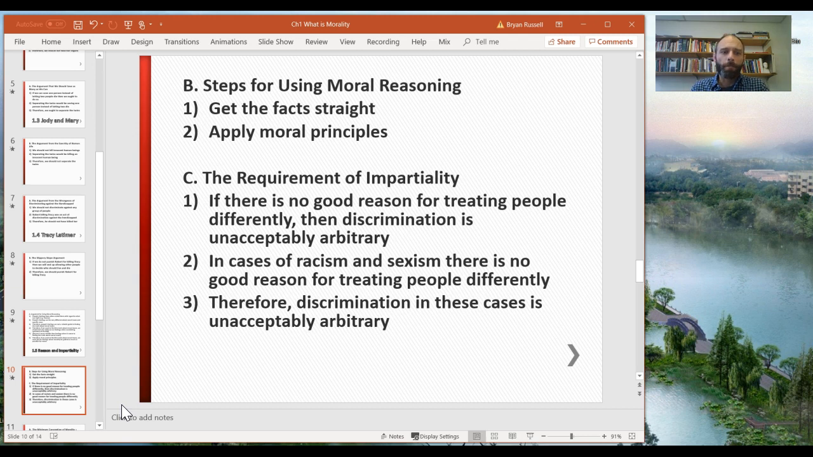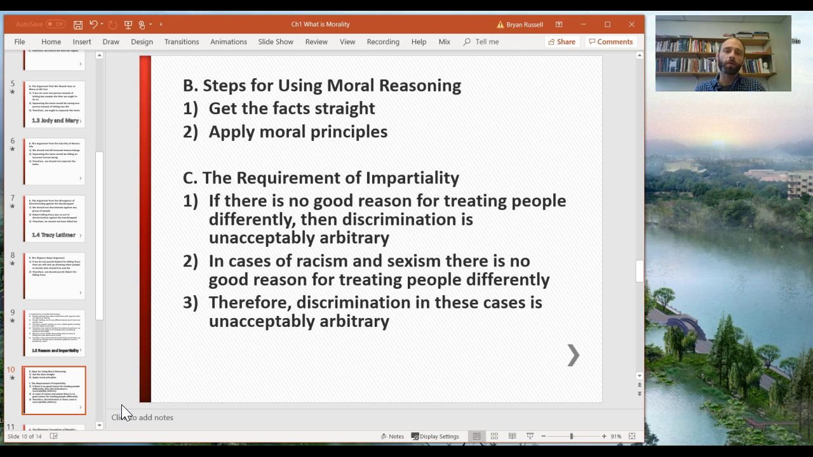Next is the requirement of impartiality. Rachels has an argument for this. If there's no good reason for treating people differently, then discrimination is unacceptably arbitrary. In cases of racism and sexism, there's no good reason for treating people differently. In other words, the skin color that somebody has, the parents that they have, their sex or gender, none of these things are good reasons for treating people differently. The way they act can be good, morally relevant reasons for treating people differently. So discrimination in those cases where it comes down to race or sex is unacceptably arbitrary.